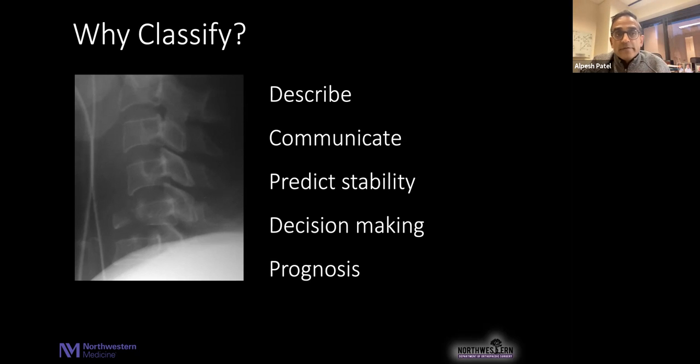We also would love a classification system that predicts stability. We'd love to be able to differentiate stable from unstable patterns because that drives decision-making processes, especially for us as surgeons. And we'd love it if the classification system also was somehow prognostic.